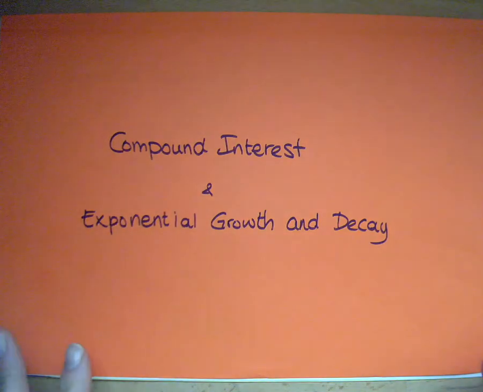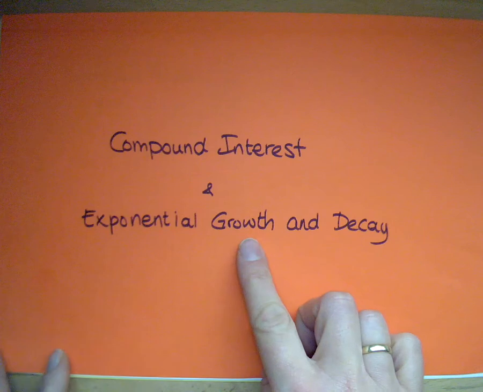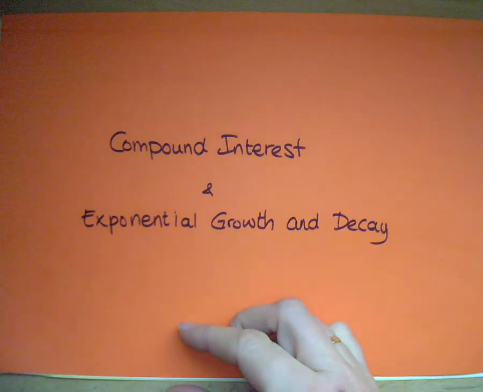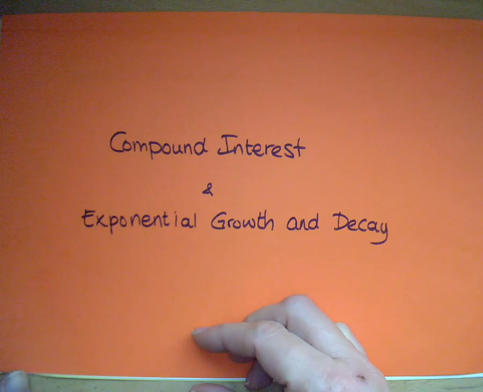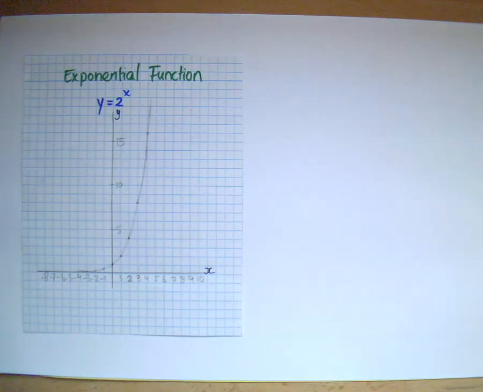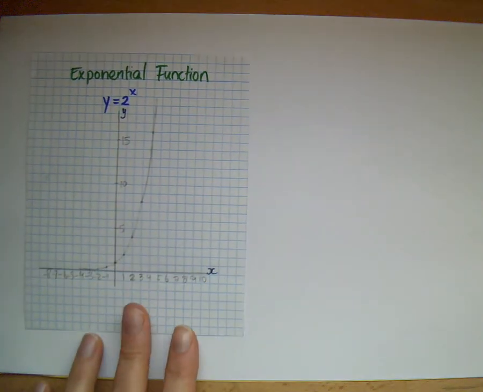Right now we'll look at exponential growth and exponential decay. I'll show you that compound interest is exponential growth and what that looks like on a graph. We have looked at exponential functions before.